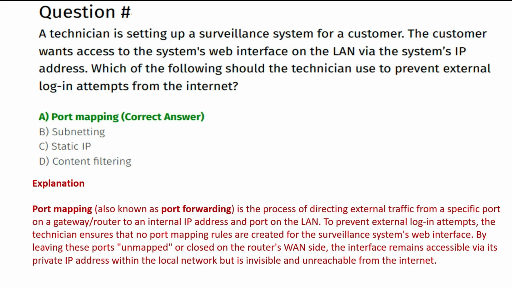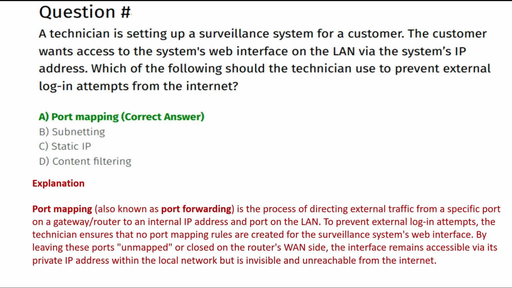And the next question is, a technician is setting up a surveillance system for a customer. The customer wants access to the system's web interface on the LAN via the system's IP address. So which of the following should the technician use to prevent external login attempts from the internet? Option A, port mapping. Option B, subnetting. Option C, static IP. Option D, content filtering. And the correct answer for this question is option A, port mapping.